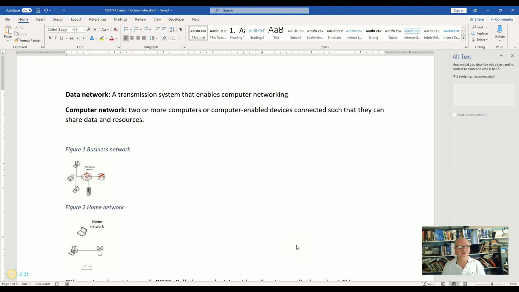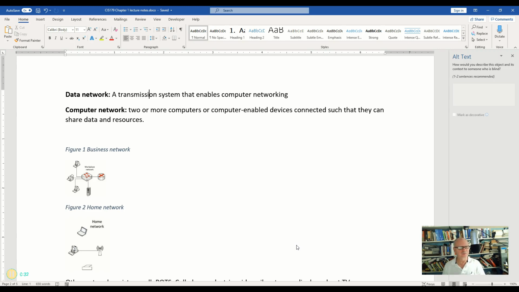Let's take a look at some of the terminology we'll be using throughout this course. Whenever I say data network, I'm talking about some sort of system, a set of protocols and a set of hardware and so on that enables a computer to network. So in other words, I'm not talking about things like beepers and cordless phones and that kind of thing that, yeah, they transmit, they have radio systems, but they aren't really computers talking to each other.